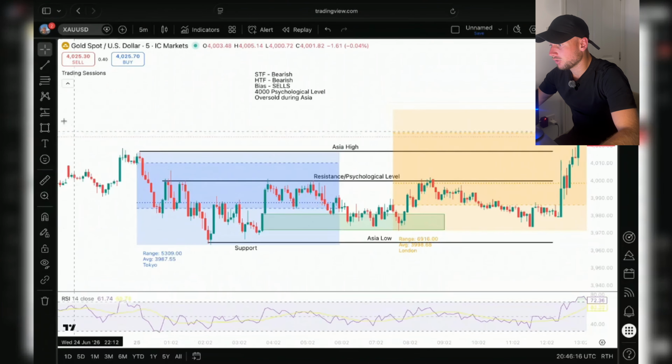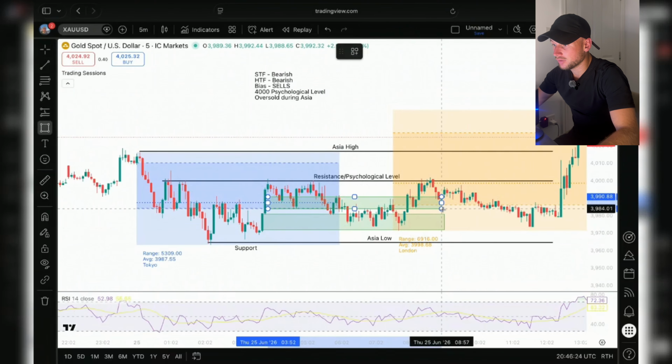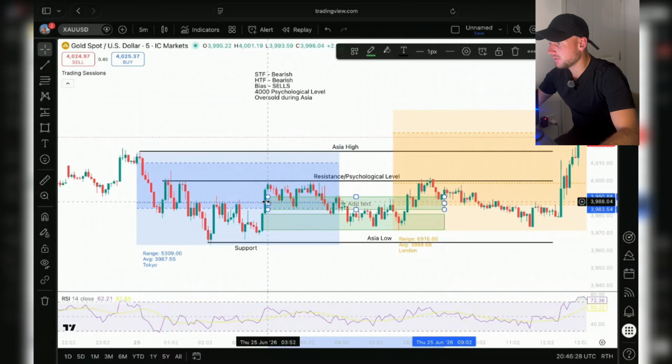It did actually make another one just above here. Okay, so we've got another bullish FVG here. And again, I'm just going to drag it all the way across because it's still relevant, because we're just pretending that the London session isn't open just yet. Okay, so starting to mark a few things down.